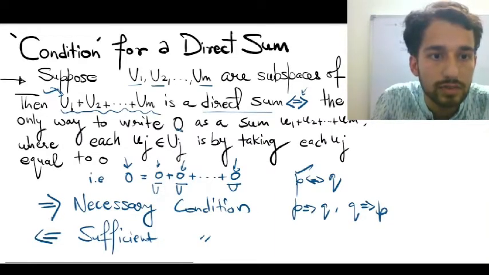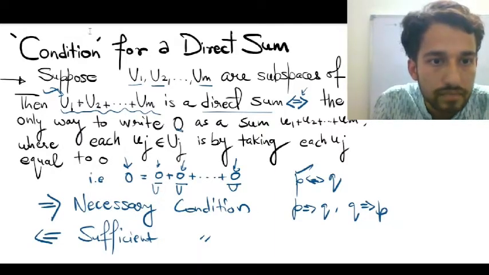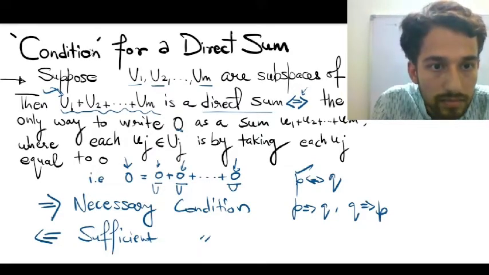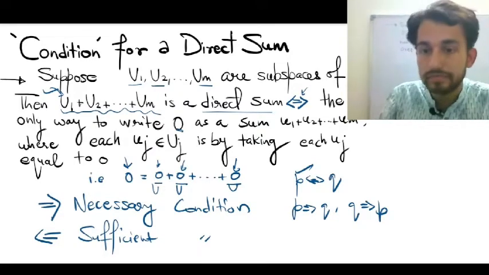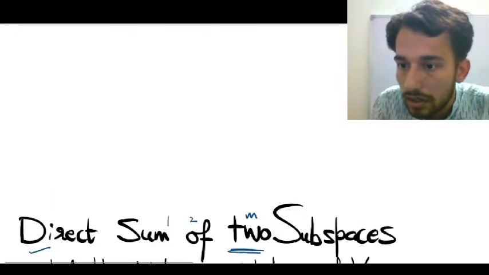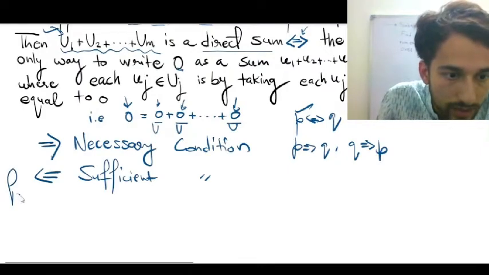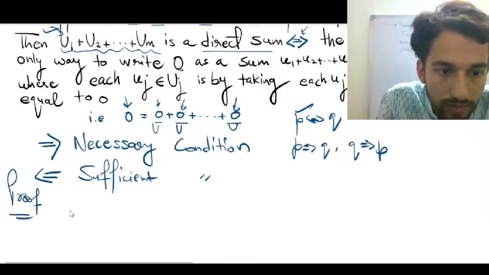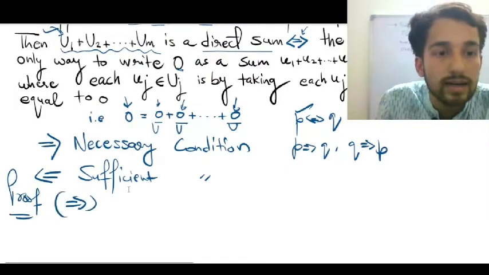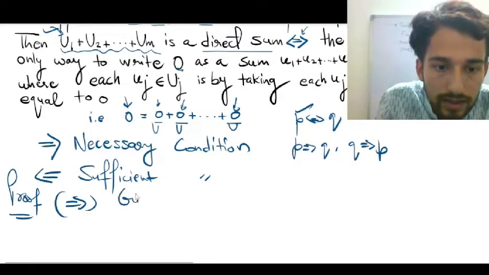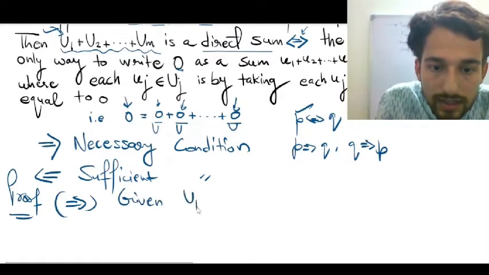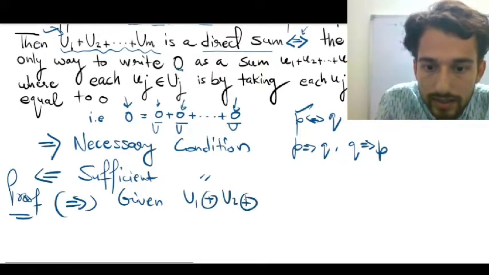So let me assume that, just a second. What I am doing is first proving my necessary condition, the forward part. That is, I'm given that this sum is a direct sum. Basically, this is given to me.